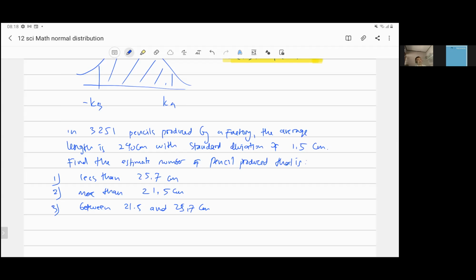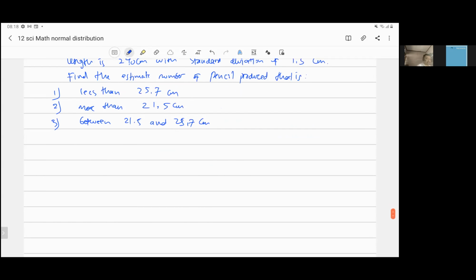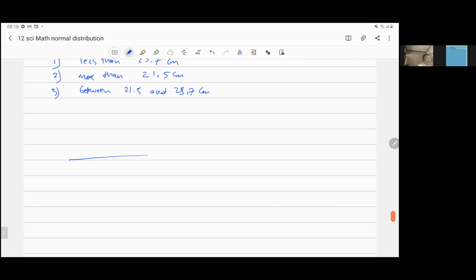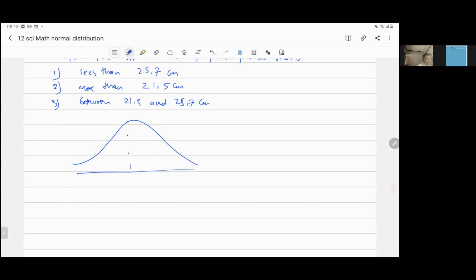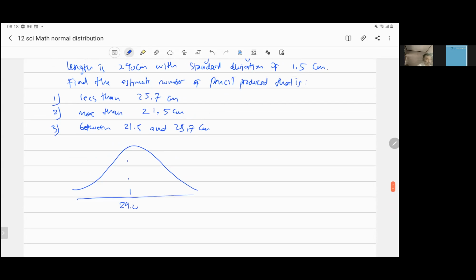How are we going to solve this? Okay, first, let's sketch them. In this case here, the average will be 24.0. We want to find out cases that are less than 25.7. 25.7 will be on the right side here. So question number 1, they're asking this. From here, we simply say that this is case number 1.